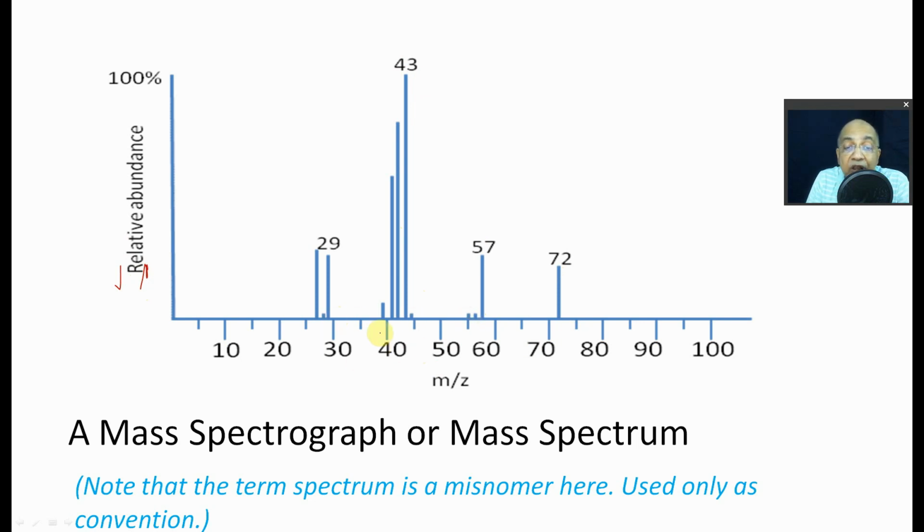And the position, whether it is 30.5 or 29.8, gives you the mass per unit charge, because we have knocked out one electron. So m by z is same as m, because deliberately we have removed one electron and converted it to a monopositive ion. So m by e or m by z is same as m.